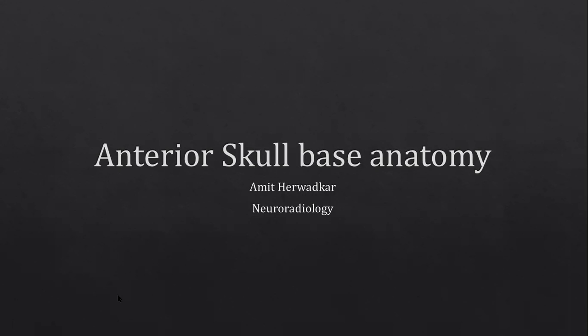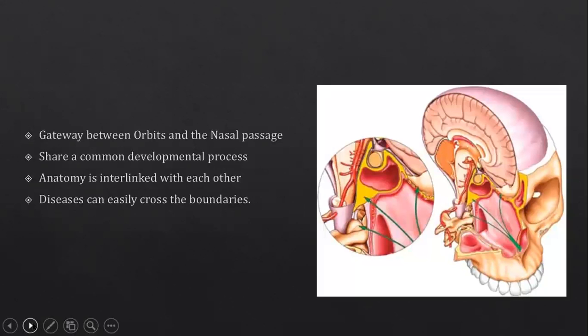So let's just go to the next slide. Right. So the skull base, especially the anterior skull base, is quite intricate in terms of its location. It is really a gateway between very important structures in front of our face, i.e. the orbit and the paranasal sinuses, as well as the nasal passages, and it shares a common developmental process with these areas, which we'll have a look at in a minute.